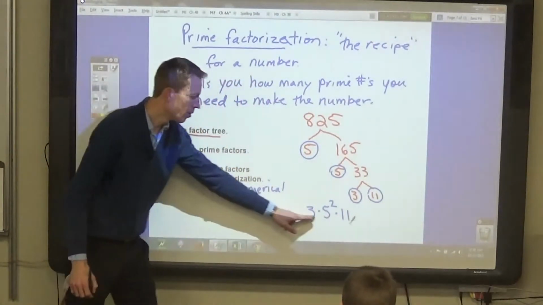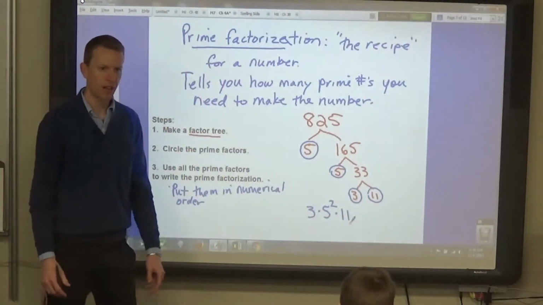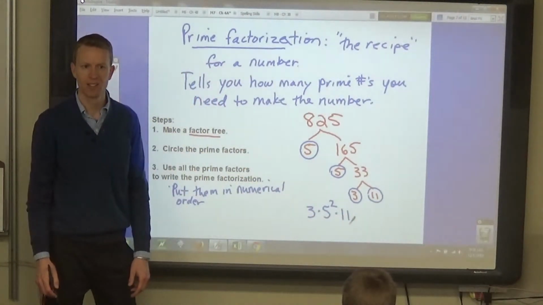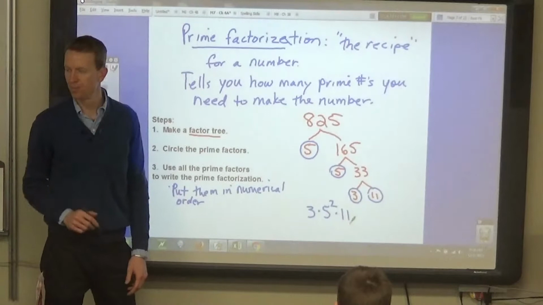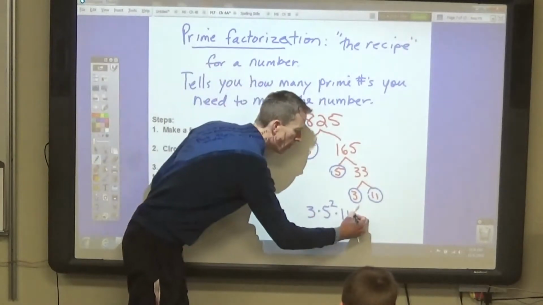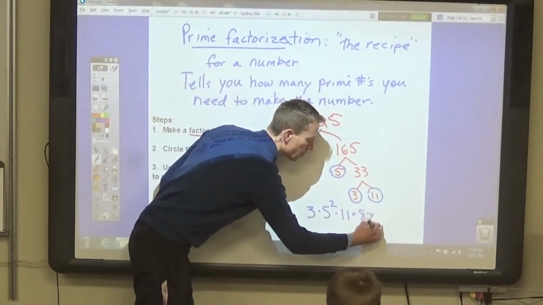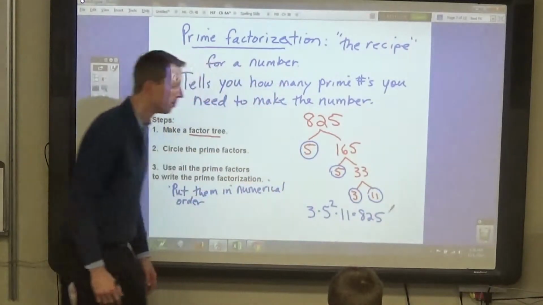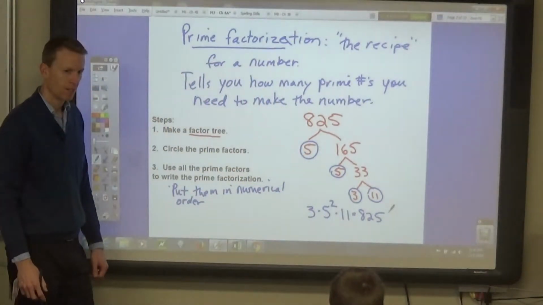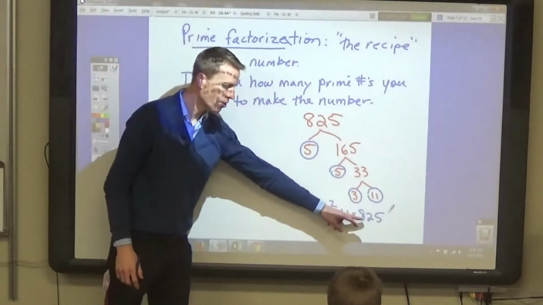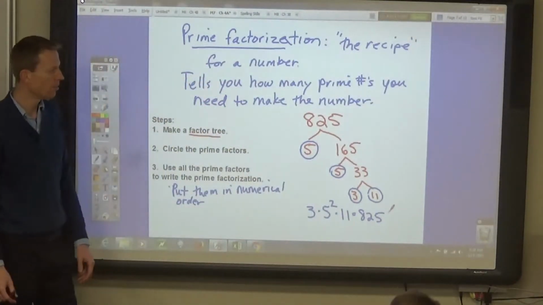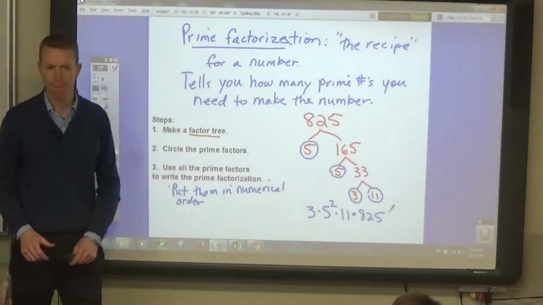And what would this answer be? What if you multiply that out, what should it be? That should be 825, right. Good. So you can check your formula and make sure that it equals 825, the number you started with. Okay?